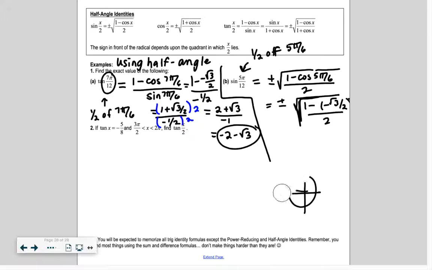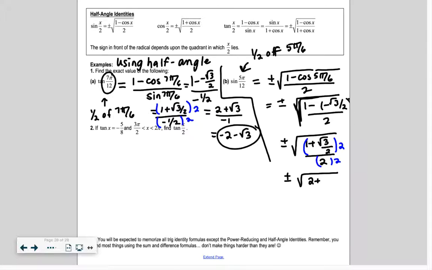It's driving me nuts. All right, so I'm going to have plus or minus the square root of 1 plus... Do you guys see how if I try to fix it, my pen's just not calibrated right now. Over 2, all over 2, like that. So we multiply by 2, multiply by 2. So we get plus or minus the square root of 2 plus root 3. And then the square root went all the way into the denominator. So on that last step, it goes all the way down like that.